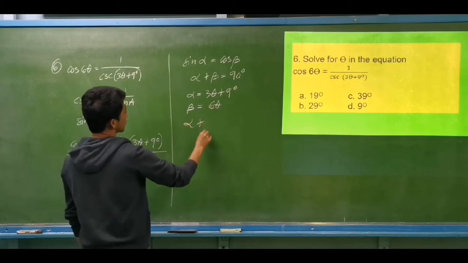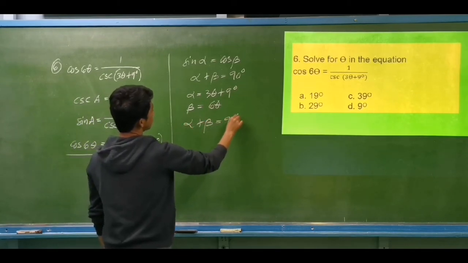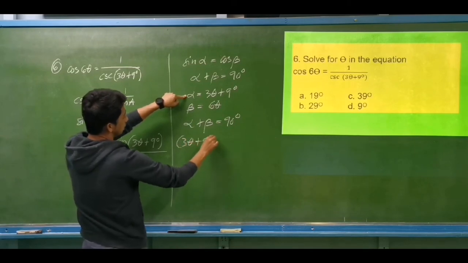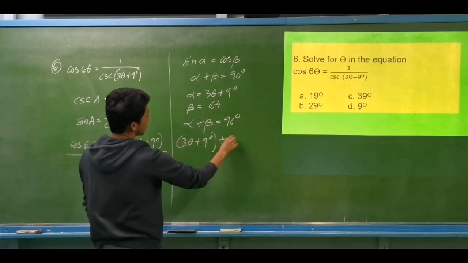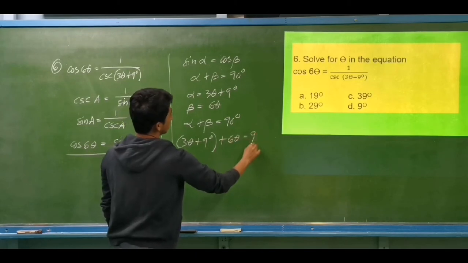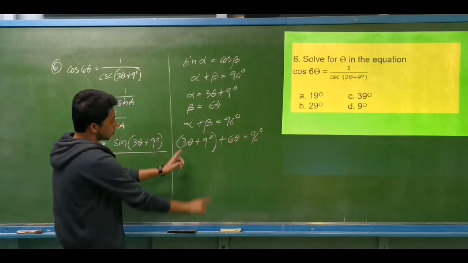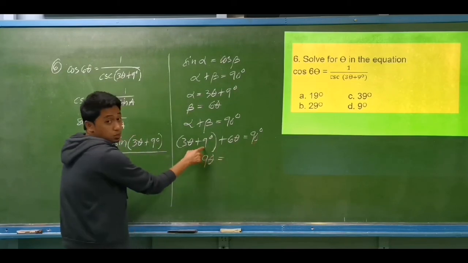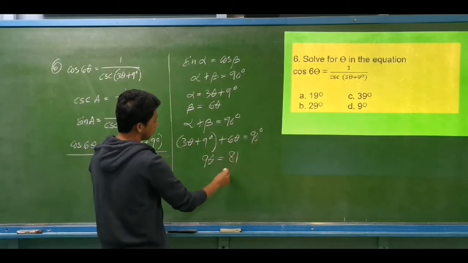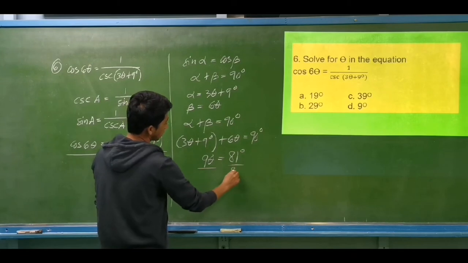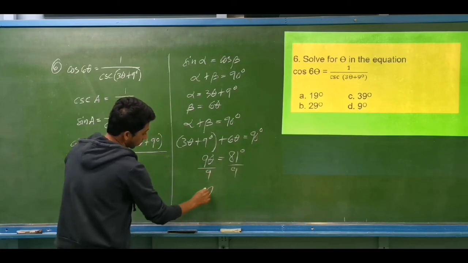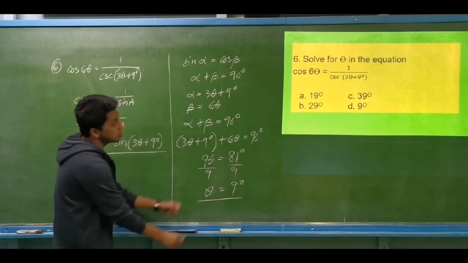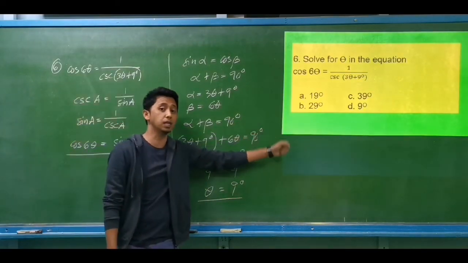So, alpha plus beta is equal to 90 degrees. Ano yung alpha? We have 3 theta plus 90 degrees. Ano yung beta? That is 6 of theta equal to 90 degrees. So, we have 3 plus 6. This is 9 theta. 90 minus 9 is 81 degrees. So, divided by 9, both sides. Yung angle na to, 81 over 9 is 9 degrees. So, ang sagot natin dito, we have letter D.